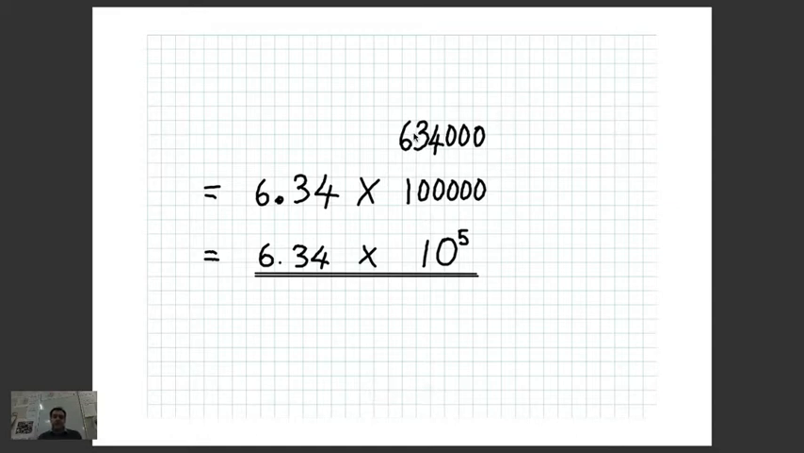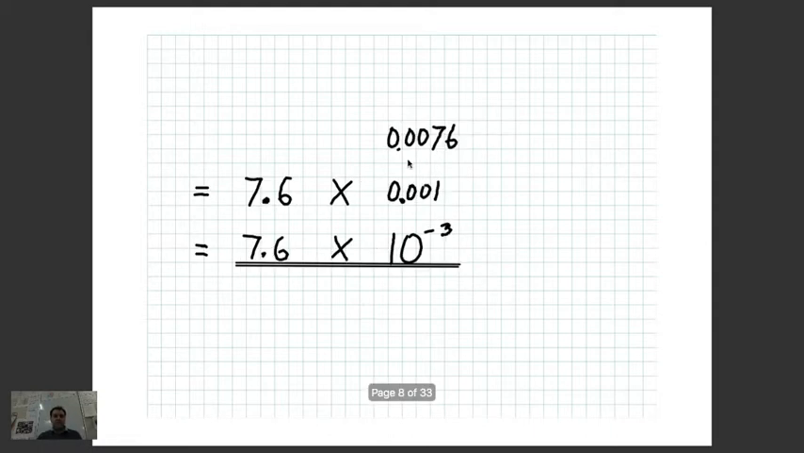So 634,000. From that, I've thought of a number between 1 and 10, which is 6.34. And then underneath it, I've written a number that's a 1 with lots of zeros. And by writing the 1 underneath the 6, I can see that that number there times about 6 gives me the number above. And that number there has got 5 zeros in it, so it's 10 to the power of 5. So the final answer is 6.34 times 10 to the power of 5.